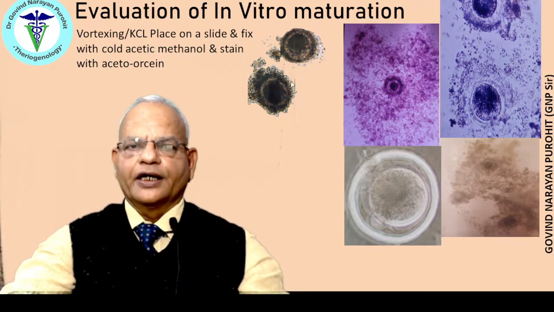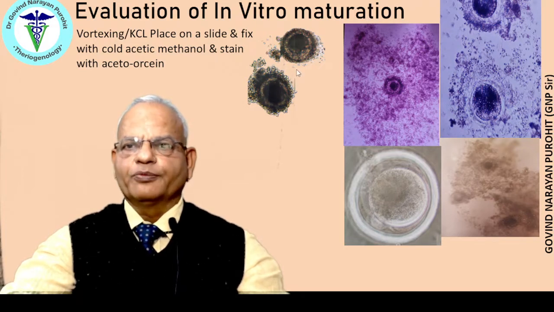And then you can see in these oocytes the cumulus cells have not moved away. Here in this picture you can see the cumulus cells have moved away. Again, in this one, the cumulus cells have moved away. Then another sign could be, if you find an oocyte with one polar body extruded, then that shows that the oocyte is mature.